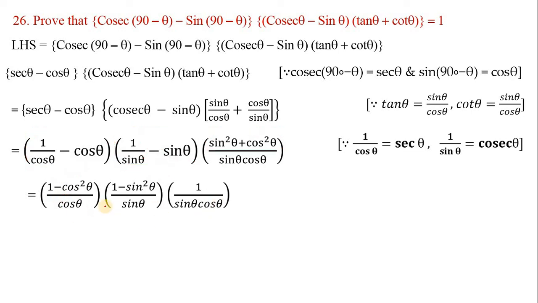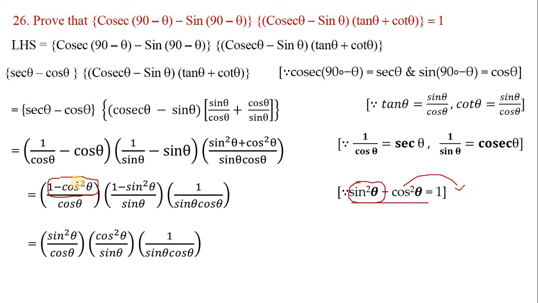So this is the reason, children. For the next step, look at this: 1 minus cos square theta is also a trigonometric ratio form. If I transfer this cos square theta to this side, it becomes 1 minus cos square theta. Hence, in the place of 1 minus cos square theta, I can write sin square theta. See, in this place I can write sin square theta.